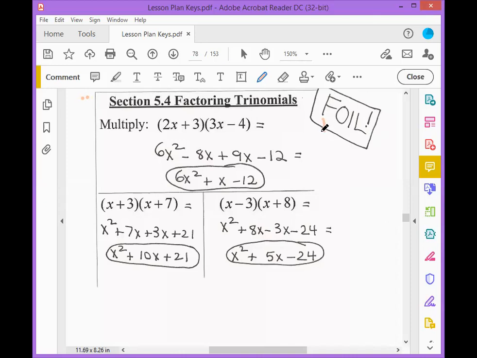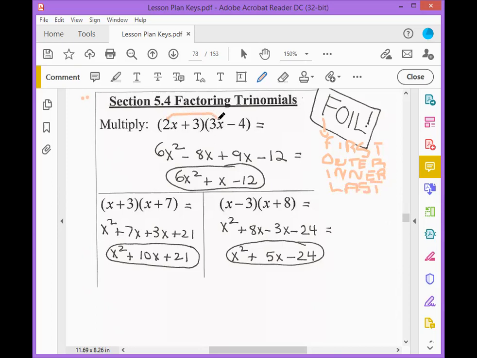F in the FOIL method stands for the first terms. O stands for the outer terms. I stands for the inner terms. And L stands for the last terms. So you'll multiply the first terms together.